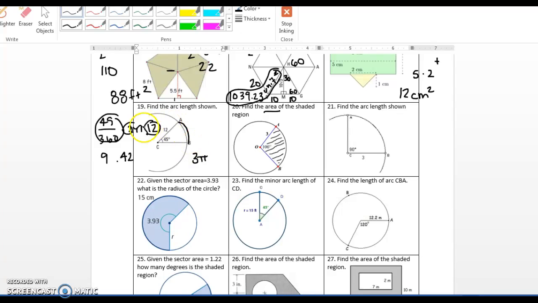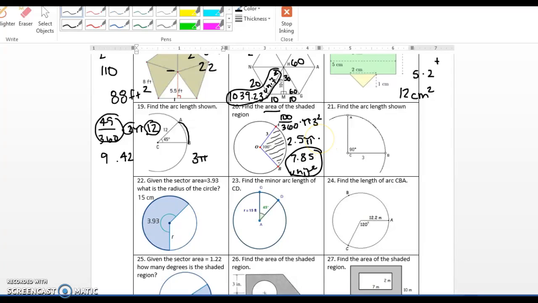Number 20, find the area. So instead of using circumference, we're going to use area of a circle. It's x degrees, 100, divided by 360 times the area of the circle, pi radius squared. If you're leaving it in terms of pi, it's 2.5 pi, which is approximately 7.85 units squared.